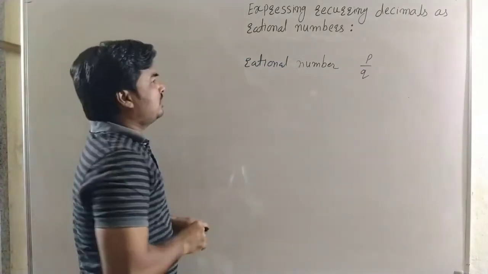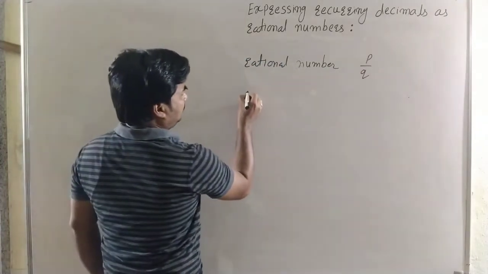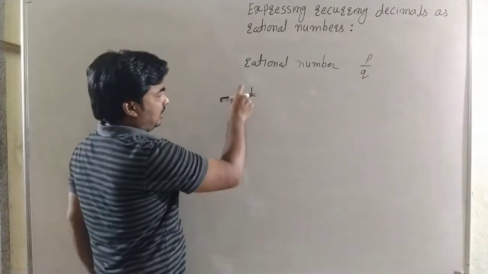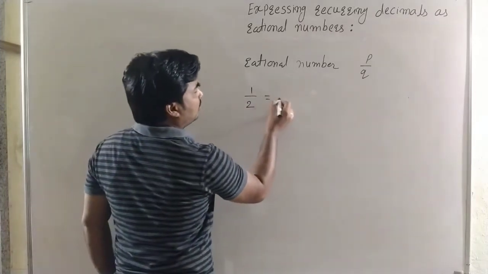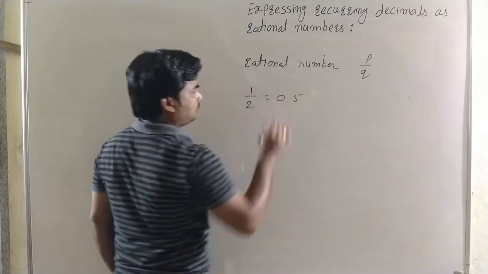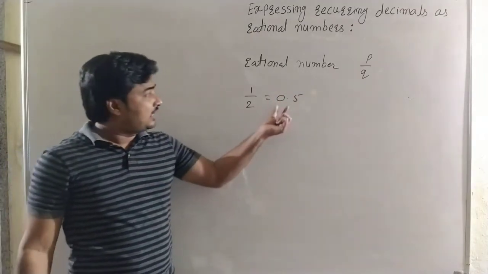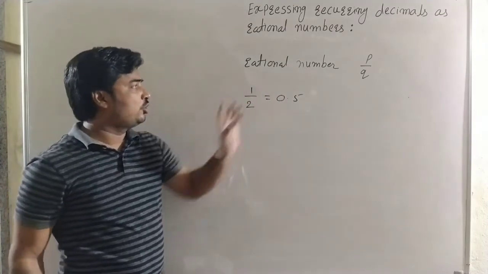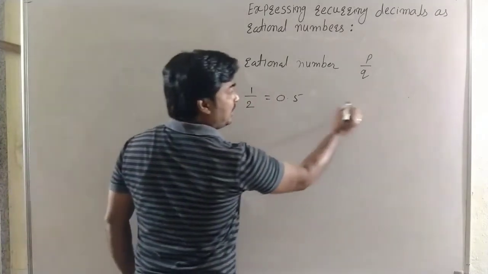Here we see a simple example. We can take 1 by 2. See carefully. 1 by 2 we can write as 0.5. Here it is a terminating decimal. The answer for 1 by 2 is 0.5, and it is a terminating decimal.